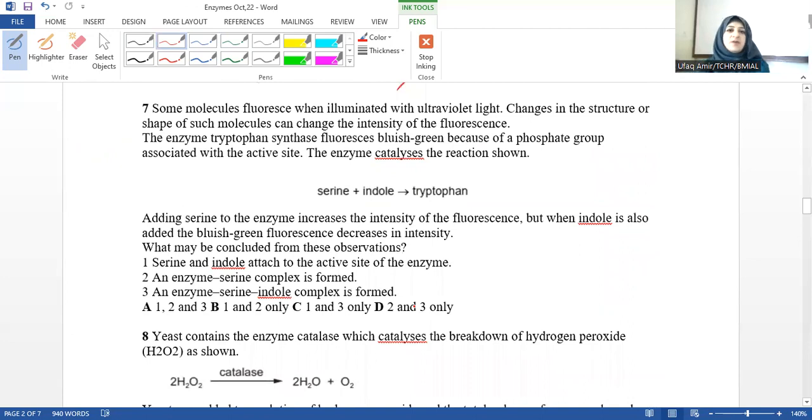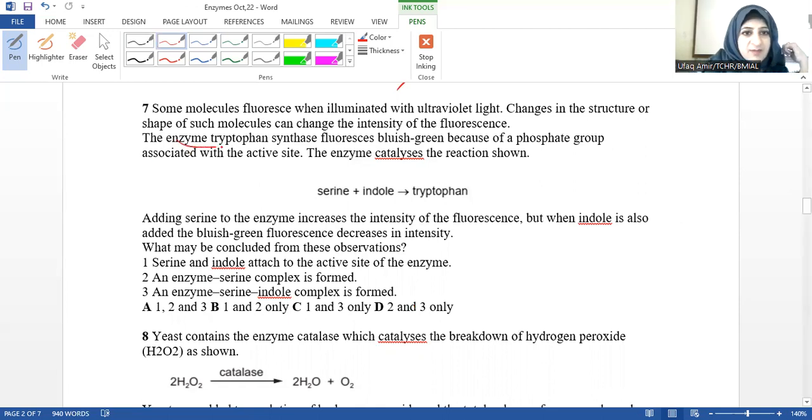Some molecules fluoresce when illuminated with ultraviolet light. Changes in the structure or shape of such molecules can change the intensity of the fluorescence. The enzyme tryptophan synthase fluoresces bluish green because of a phosphate group associated with the active site. The enzyme catalyzes the reaction as shown.